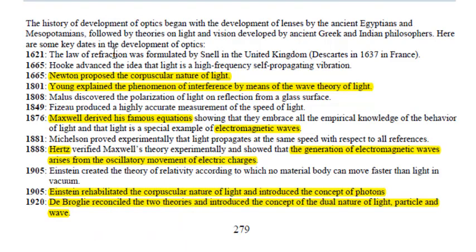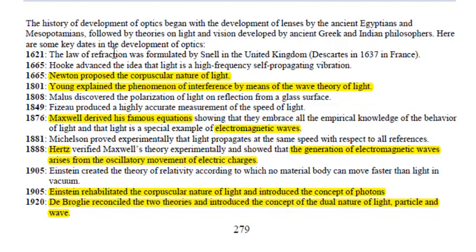1665, Newton proposed the corpuscular nature of light. So, with Newton, light is formed of small particles. 1801, Young explained the phenomenon of interference by means of the wave theory of light. Interference will be the object of our next lesson, next chapter. Young considered that light is a wave.